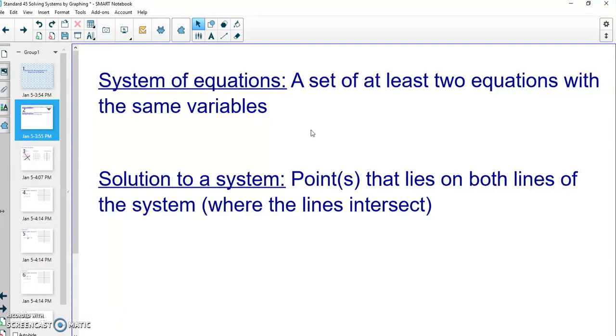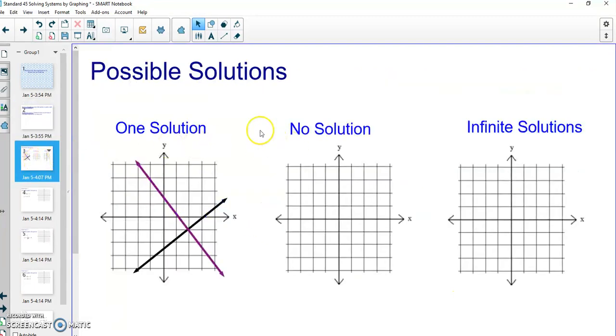We're going to be mainly talking about a set of two equations. The solution to a system of equations will look like a point, or it can be multiple points that lie on both lines of the system. That would be where the two lines intersect. When we're talking about a system of equations, we're going to have three different possible solutions. One type of solution is just where we have one solution.